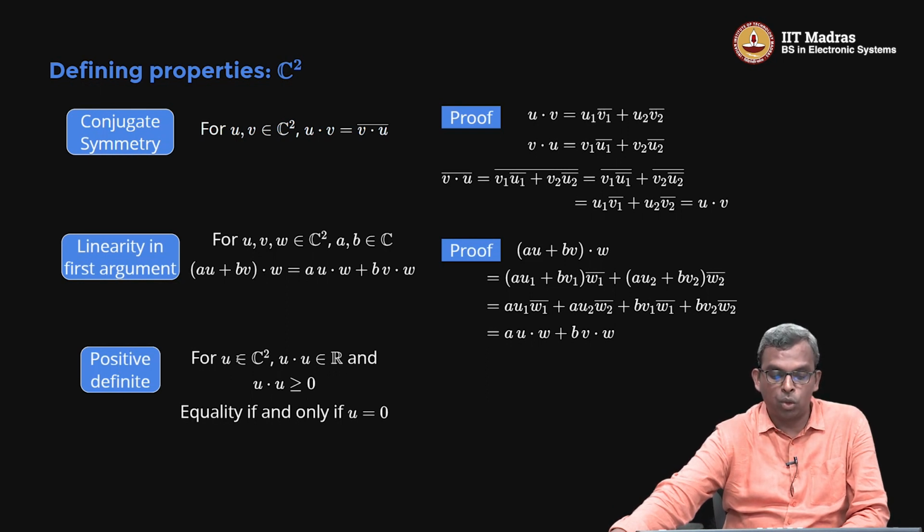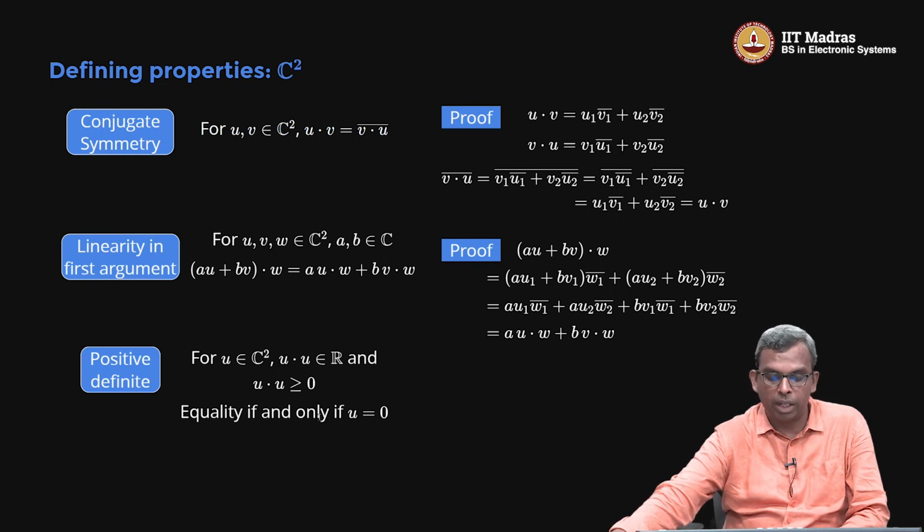If you have a vector u in C2, and you do u dot u, a dot product with itself, then it turns out that u dot u is actually a real number. Previously we saw that if you do u dot v, you will get a complex number. But if we do u dot u, then you get a real number. And not only that, you get a real non-negative number. This u dot u is greater than or equal to 0, and when will it be equal to 0? The only way it will be equal to 0 is if u is 0.